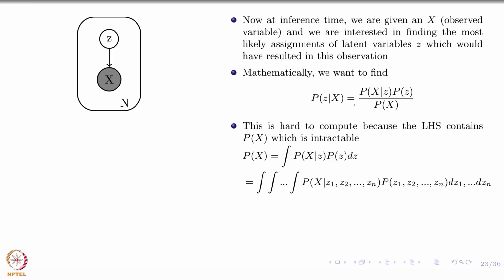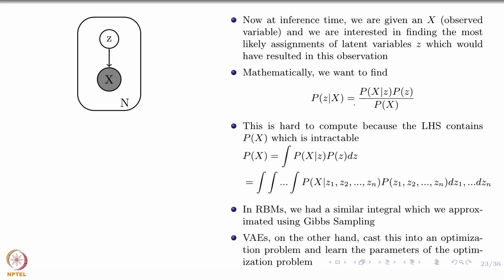In RBMs, how did we get rid of this expectation? By doing Gibbs sampling, right? So that's one way of tackling it, or rather sidestepping it. In variational autoencoders, we're going to do something different. We're going to cast this into an optimization problem and then try to learn the parameters of that optimization problem, right? So that's a different way of approaching this problem. Both RBMs and variational autoencoders deal with the same problem, that you have this intractable expectation or integral, but there are different ways of dealing with it, okay?